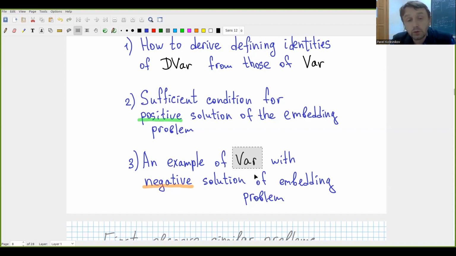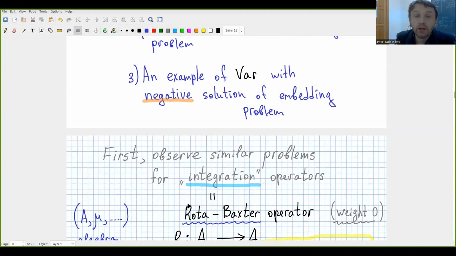And also, it is necessary to show, of course, that there exist algebras in the derived variety which cannot be embedded into any Var algebra with a derivation. But first, before we go to these results, let us discuss what is known not for derivation, but for integration operators.